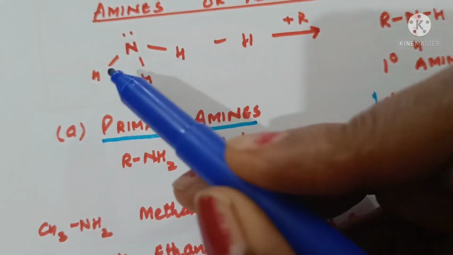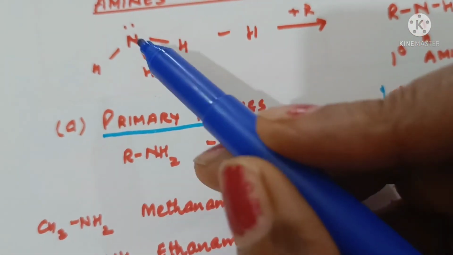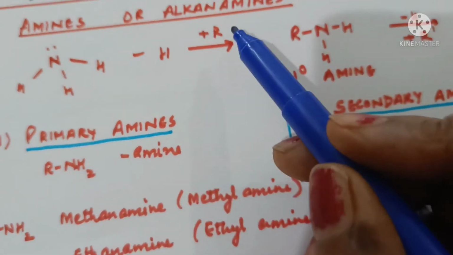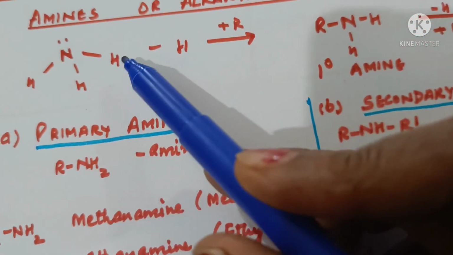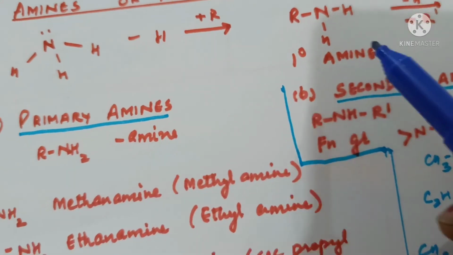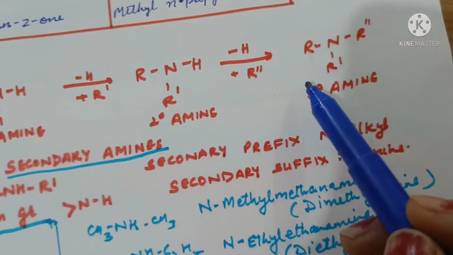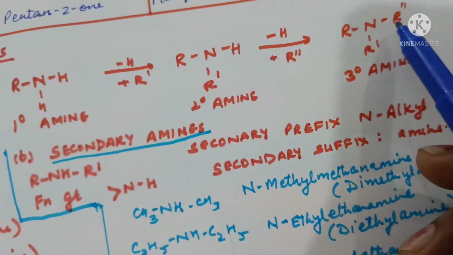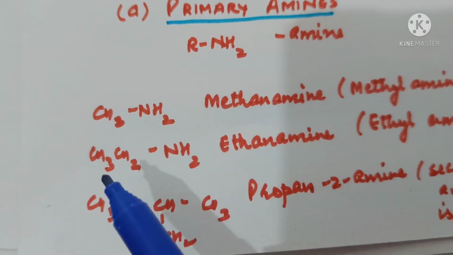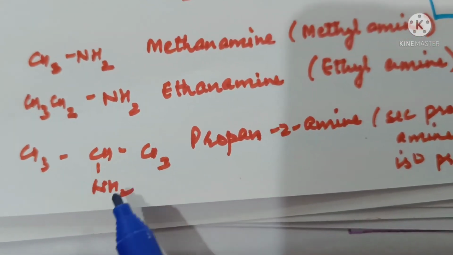So amines are derived from ammonia. 1 hydrogen of ammonia is replaced by an alkyl group. If 1 alkyl group replaces 1 hydrogen, it's a primary amine. If 2 hydrogens are replaced, it's a secondary amine. And if 3 hydrogens are replaced, it's called a tertiary amine. So this will be called methanamine, ethanamine, propan-2-amine.